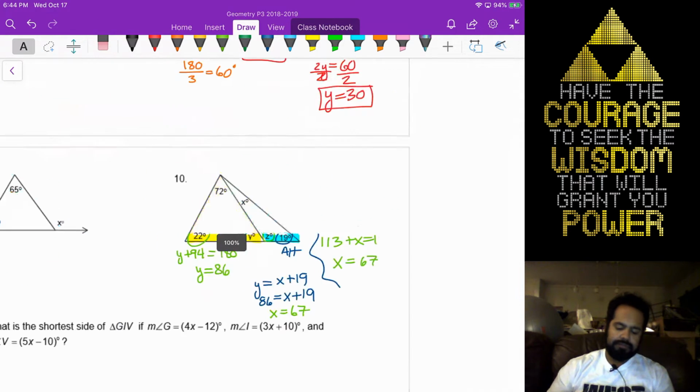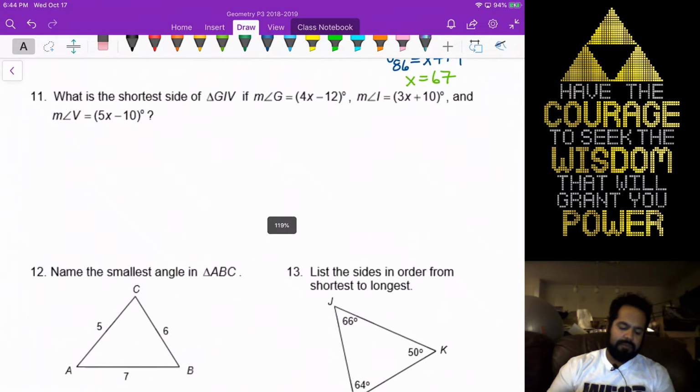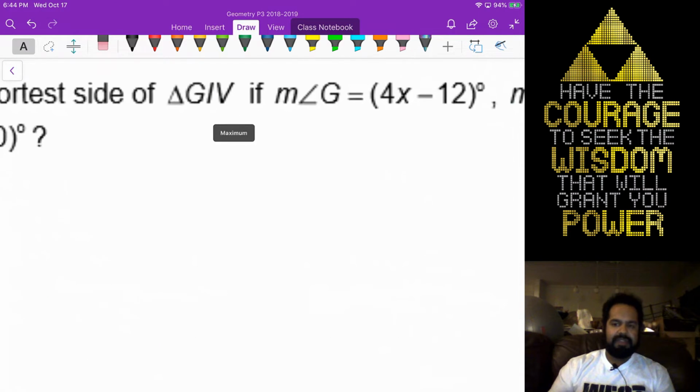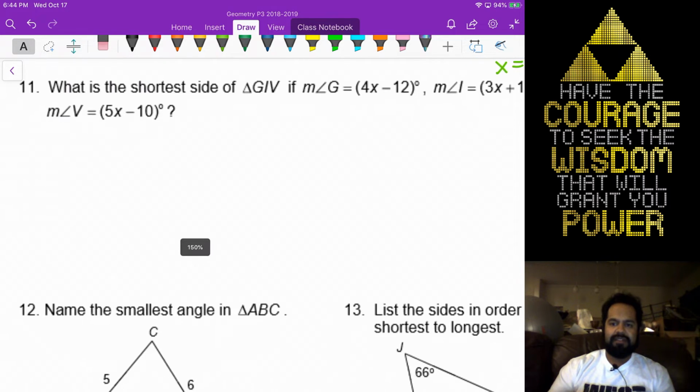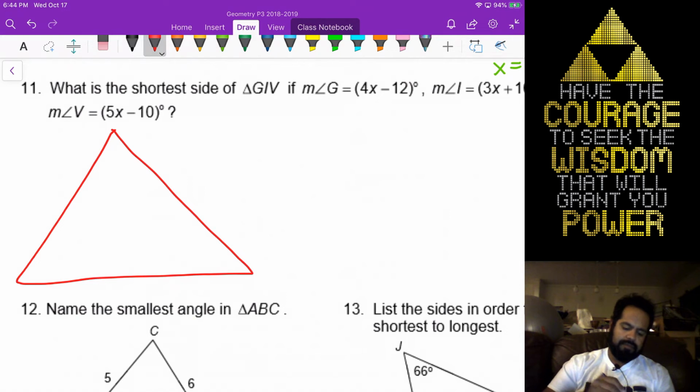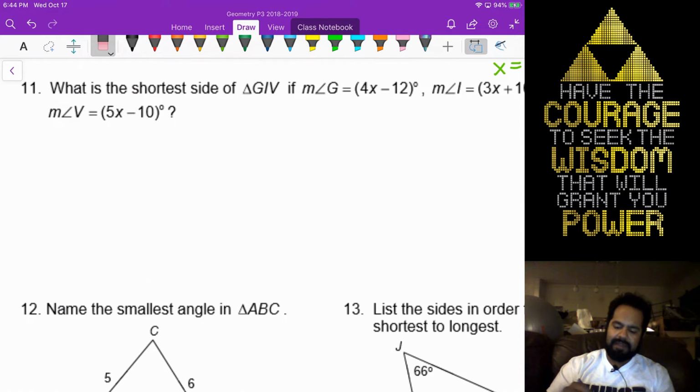Alrighty. What is the shortest side? Now again, I didn't give you a picture for this triangle GIB, so let's go ahead and draw the triangle.